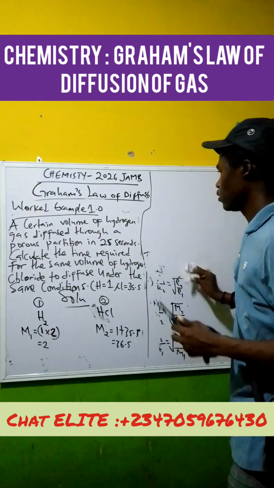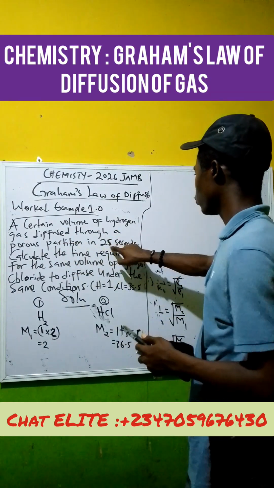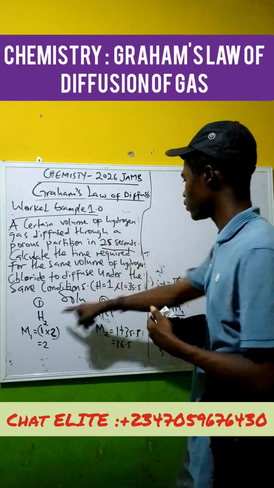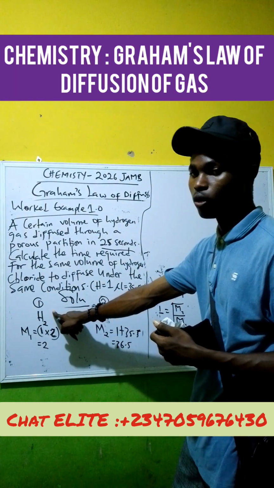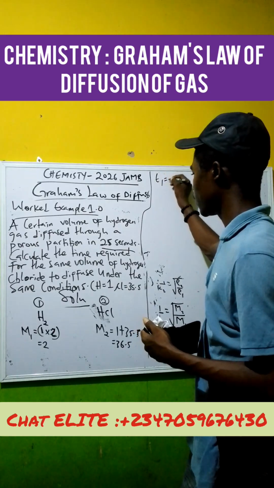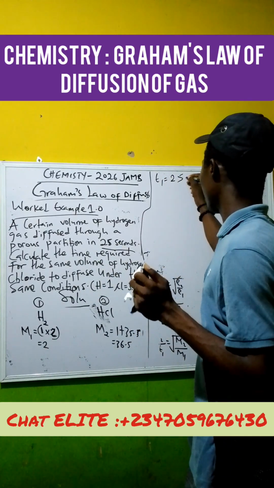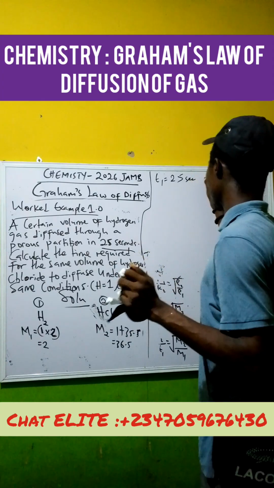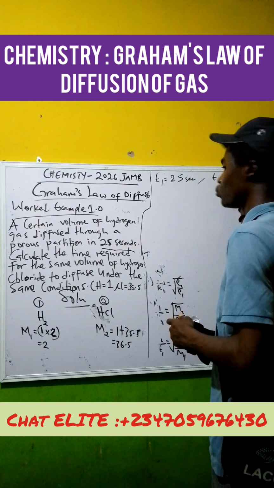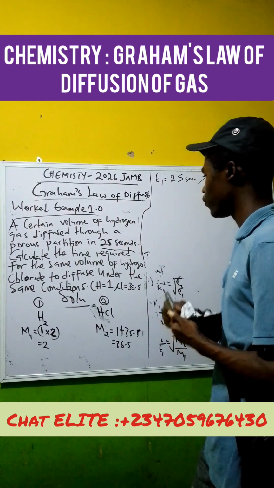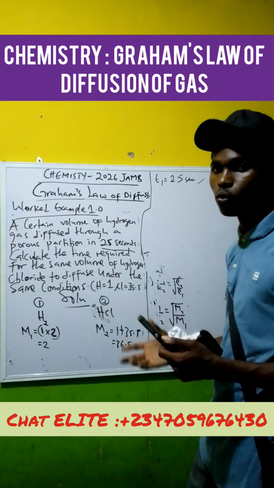Proceeding further, they said a certain volume of hydrogen gas diffused through a porous partition in 25 seconds. So this time is for hydrogen gas, which means, since I said this one should represent the first compound, our T1 here is 25 seconds. And our T2, if our T1 is 25 seconds, is what we are looking for. That is the time for hydrogen chloride to diffuse under the same condition.